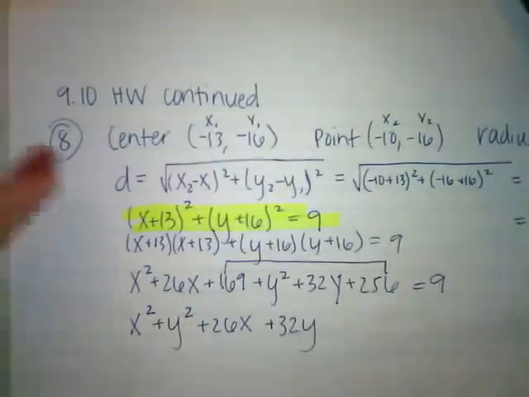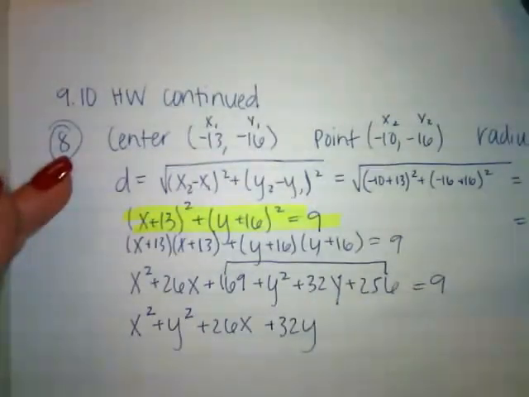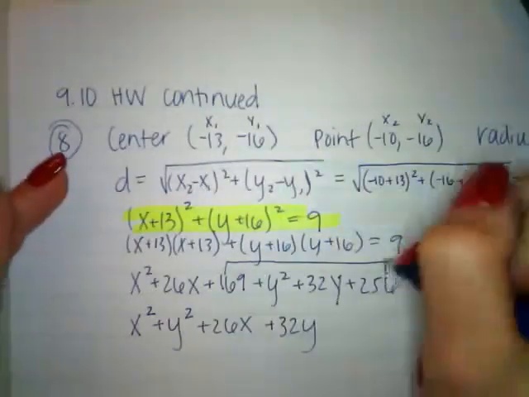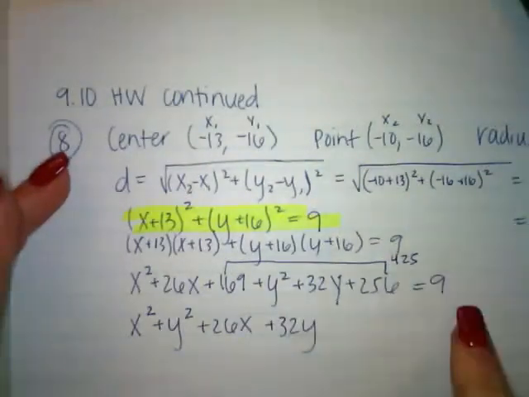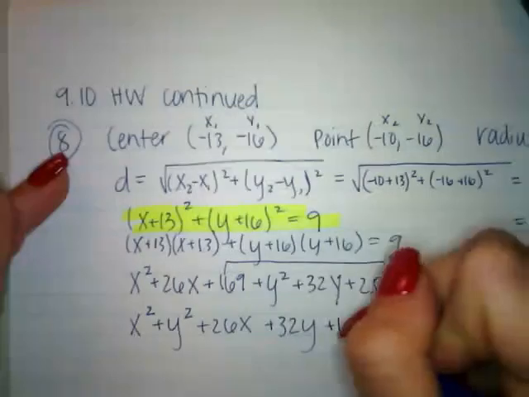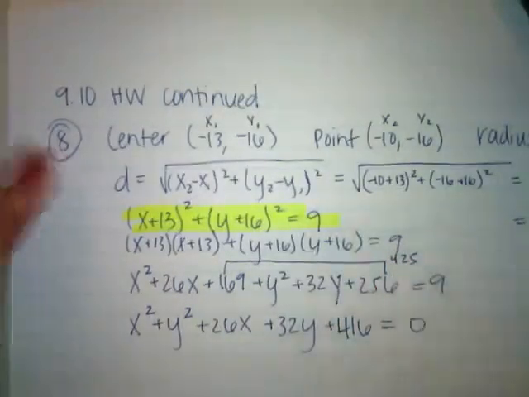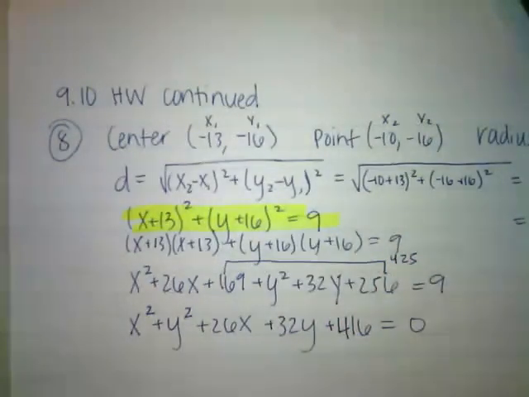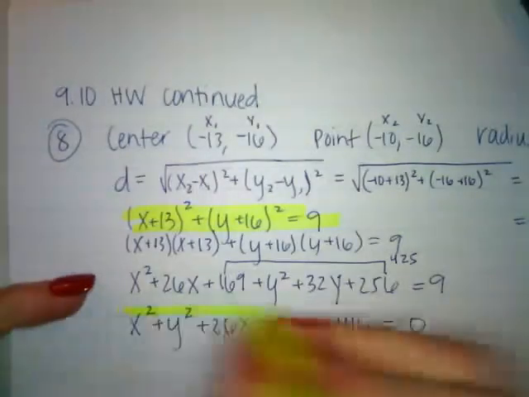We can combine those two numbers. When you combine those two numbers, we get 169 plus 256. That's 425. But then we have to subtract the 9 to the other side. So when you subtract the 9 to the other side, that'll be 416. So here are the two final answers for question 8.